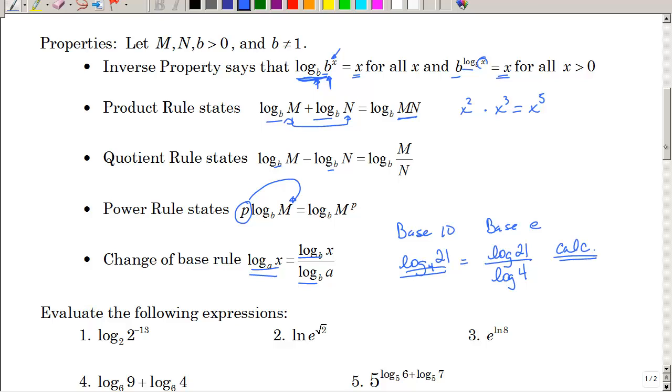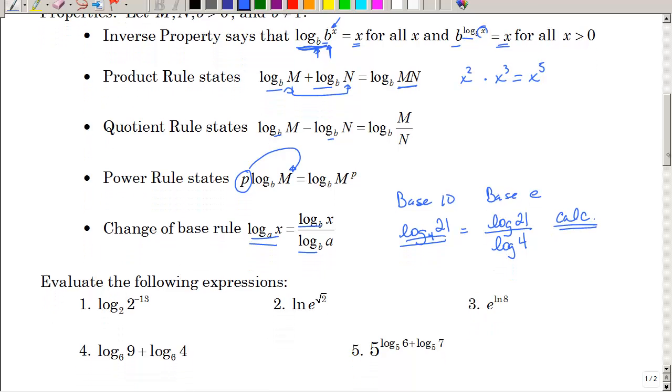But let's go beyond that calculator. Let's look at some of these problems. We're going to evaluate. When you see the word evaluate, that means you're going to get a numerical answer. And a lot of these are going to first use this inverse property. We have base 2 here, base 2 here, just like this property up here. And so if we have log base 2 of 2 raised to a power, that inverse property says then it's just that power.